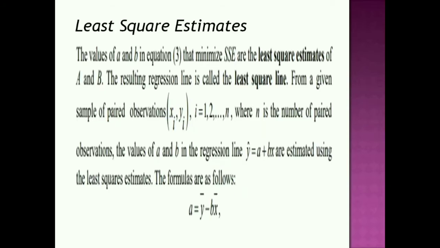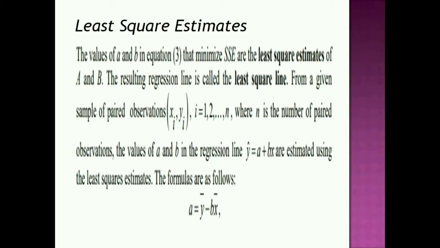So the least square estimates in here, the values A and B, minimize the sum of square errors, which we call the least square estimates of A and B. And the resulting regression line is called the least square line from a given sample of paired observations, x and y, where x is our independent variable and y is our dependent variable. The n is the number of observations. Sometimes you call it the number of samples or respondents, okay?